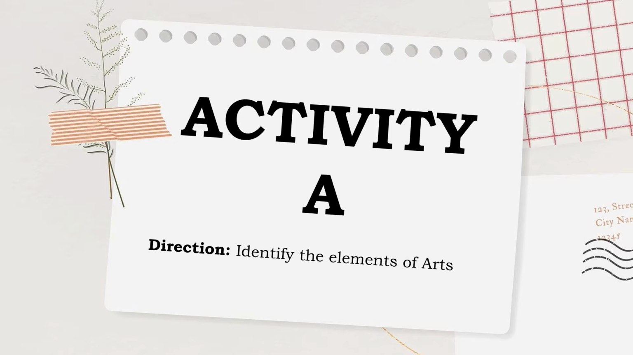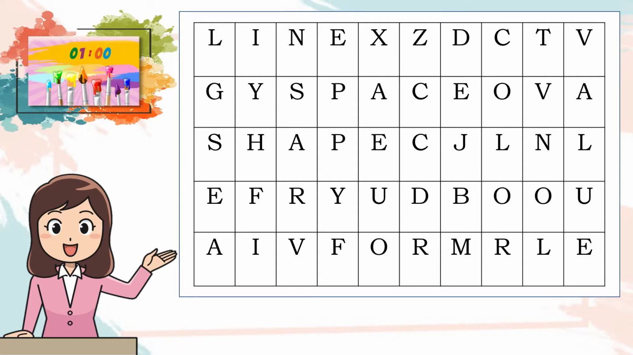As a sort of review of our past lesson, I have here Activity A, wherein you are going to identify the elements of arts. Using the crossword puzzle, you will look for the elements of arts found in the box. I will give you 60 seconds to look for the elements of arts inside the box. Are you ready with your pen and paper? Let's start.